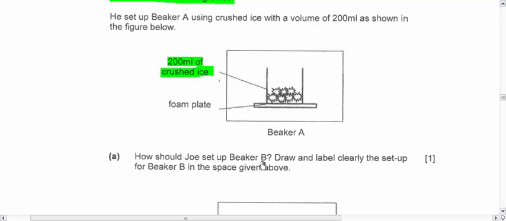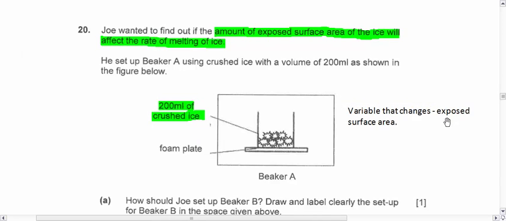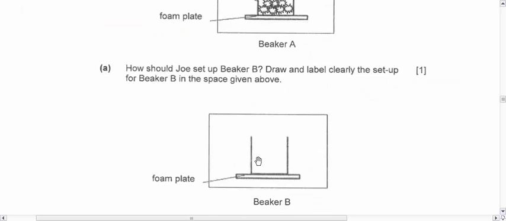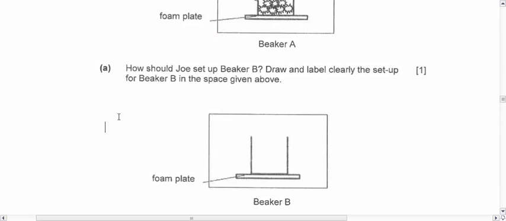Okay? So how should he set up beaker B? So you need to think a little bit carefully. So what is the variable that is changing? Because for an experiment, I can only have one variable that is changing. So the variable that changes is exposed surface area. So if this has a lot of exposed surface area, what would the other beaker be like? So obviously this one has a lot of exposed surface area, so definitely this part here will have less exposed surface area. Okay, so that's the key concept here. So it needs to have less exposed surface area.